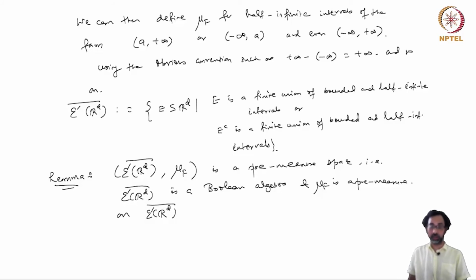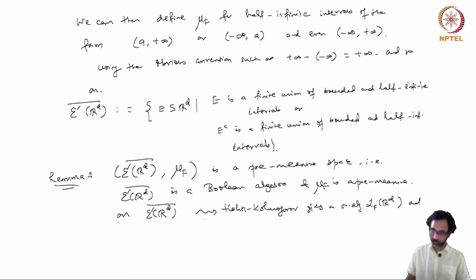But still, one can try to compare E prime with the elementary algebra E. Nevertheless, you have a pre-measure mu f on this new Boolean algebra, and so the Hahn-Kolmogorov extension theorem gives a measure, on a sigma algebra, which let me call L_f(R^D), and a measure which I continue to call mu f, which is called the Lebesgue-Stieltjes measure on R^D.